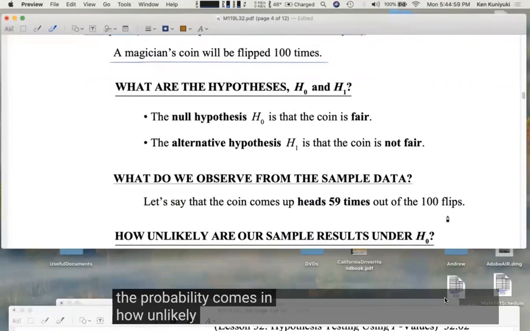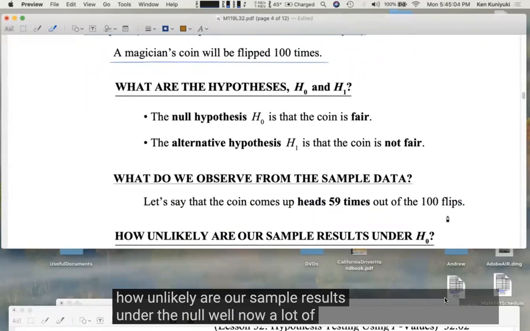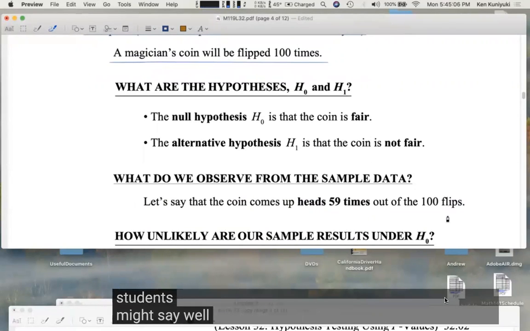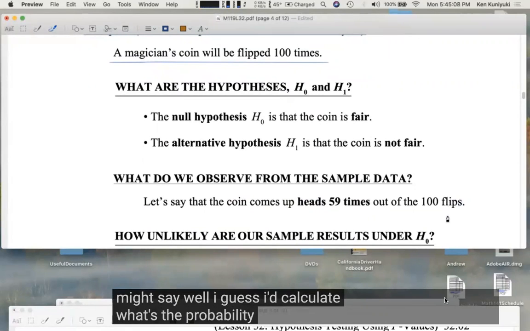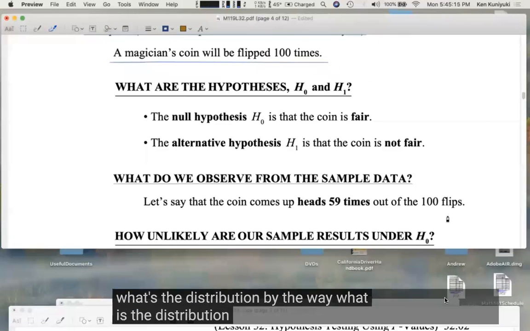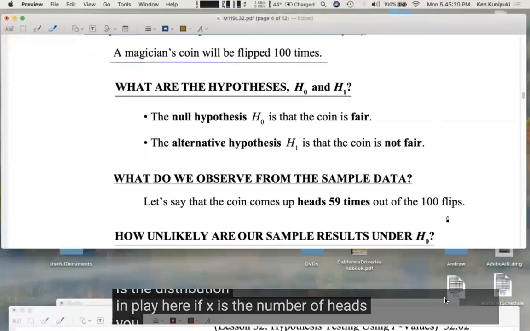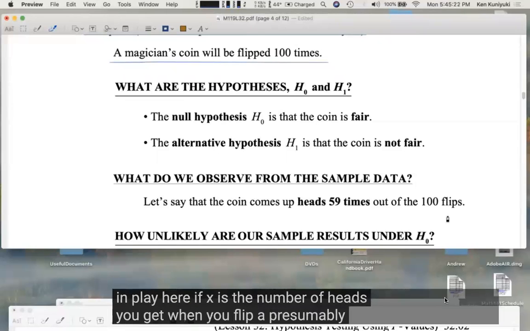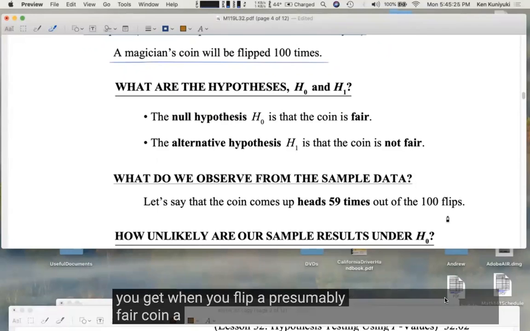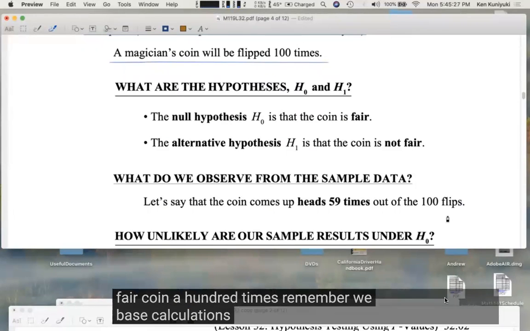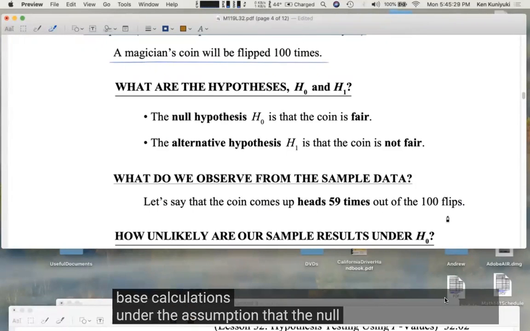How unlikely are our sample results under the null? Well, now, a lot of students might say, well, I guess I'd calculate what's the probability of getting 59 heads out of 100 flips. What's the distribution, by the way? What is the distribution in play here? If X is the number of heads you get when you flip a presumably fair coin 100 times, remember we base calculations under the assumption that the null hypothesis is true, under the assumption of a fair coin.